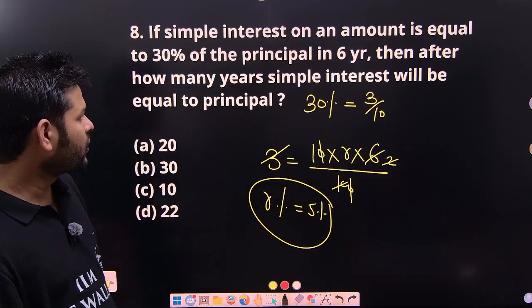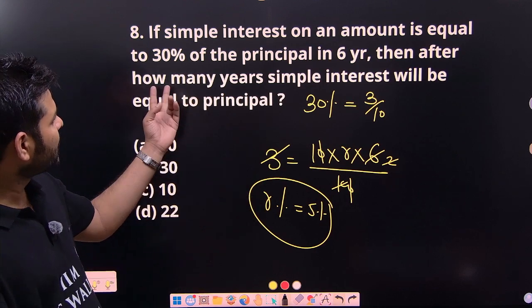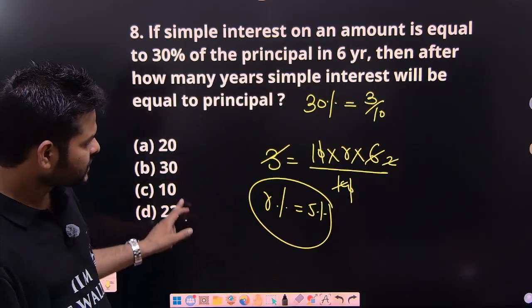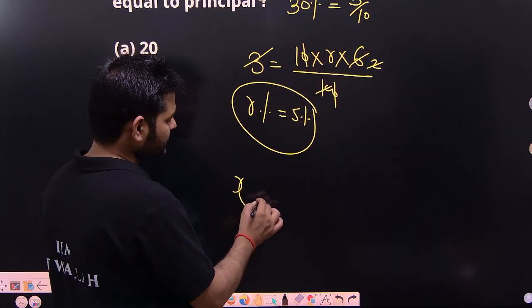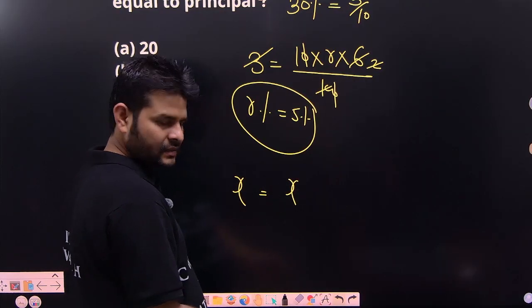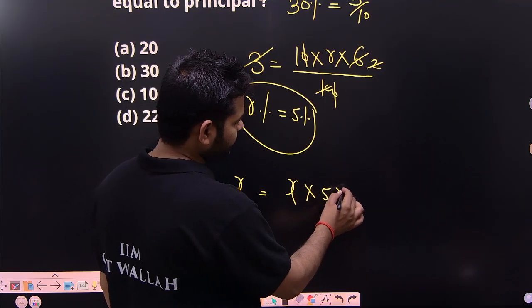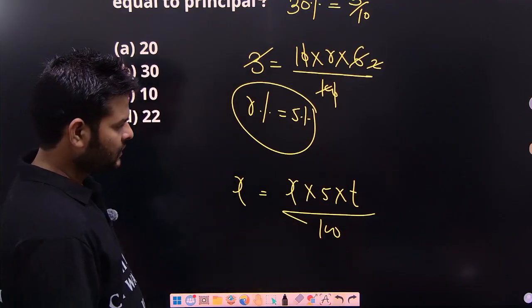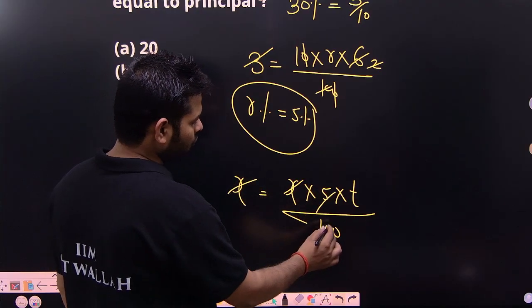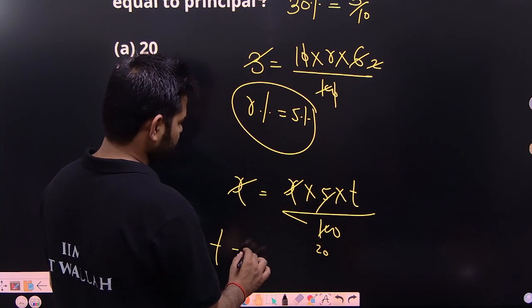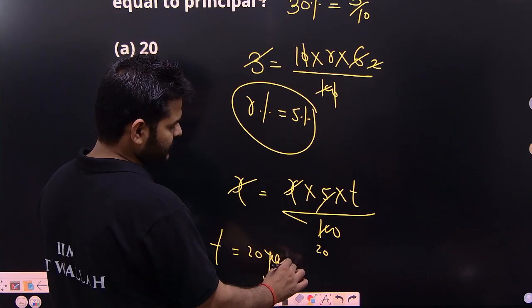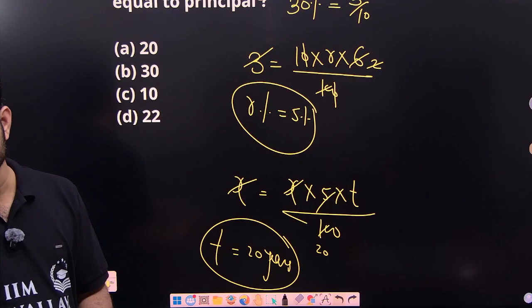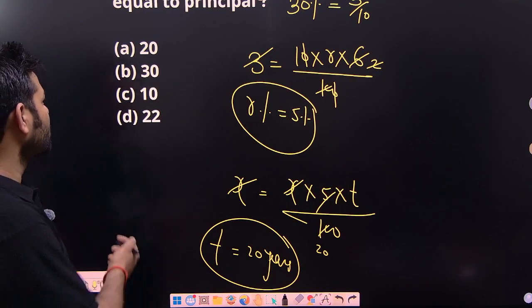Now the next step: after how many years will simple interest be equal to principal? Suppose simple interest is X, principal is also X, rate is 5%, time we have been asked. So just after 20 years, SI would be just equal to principal. So the answer would be 20.